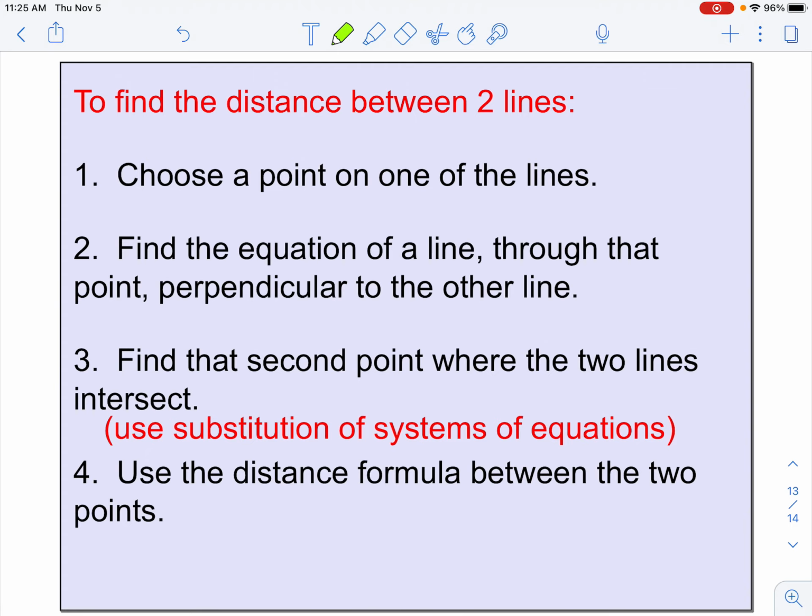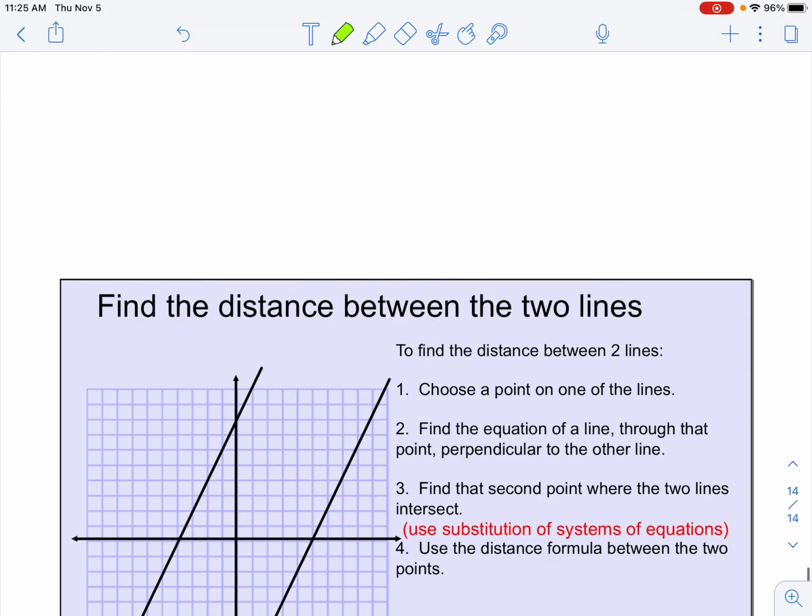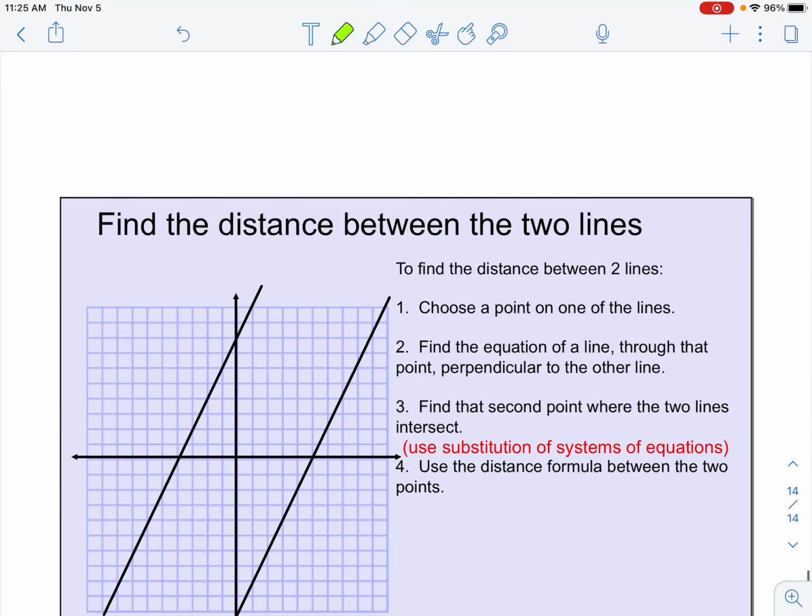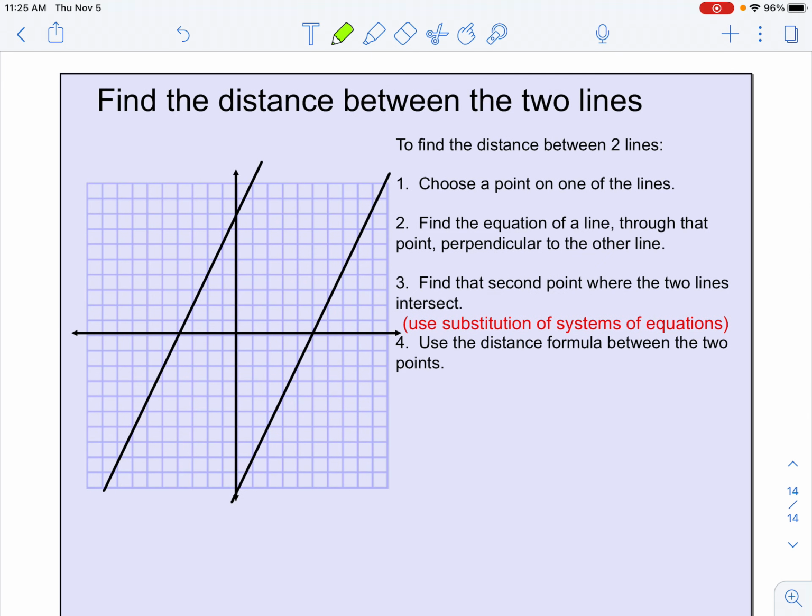All right, the last thing we are going to quickly bring up is the distance between two lines. Now, the difference here is you don't have a point to start with. So if you look at this, you're trying to find the distance between these two lines. So you have to choose a point on one of the lines, and maybe try to choose one that makes sense, and that would be pretty simple. So now you find the equation of the line through that point, okay? That would be perpendicular to the other line.